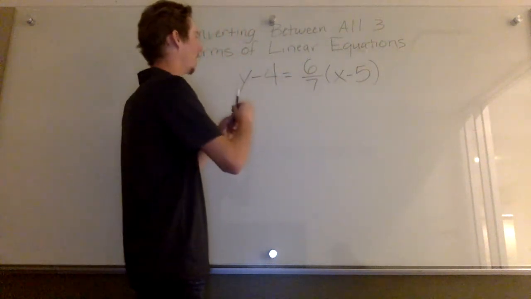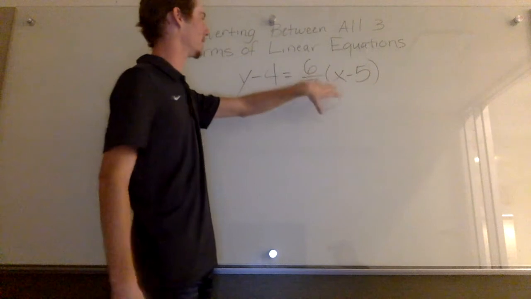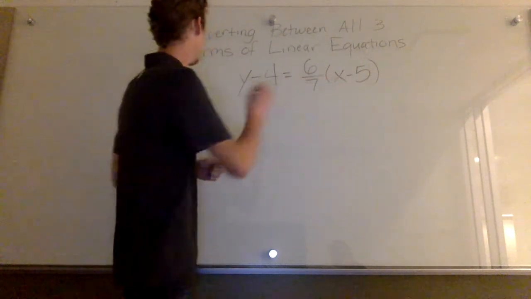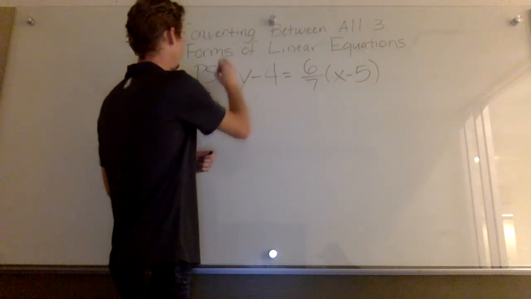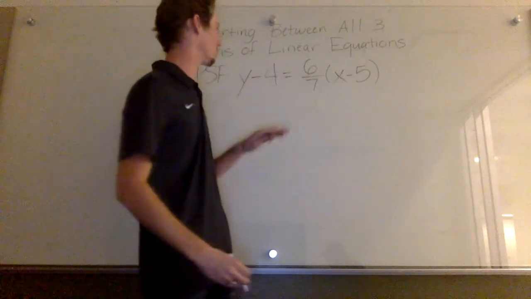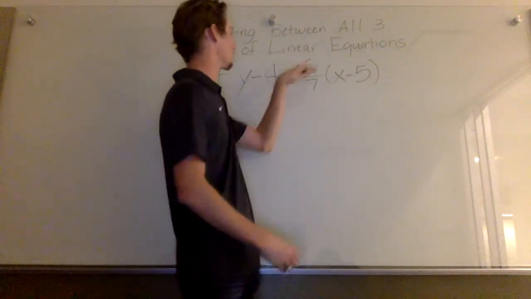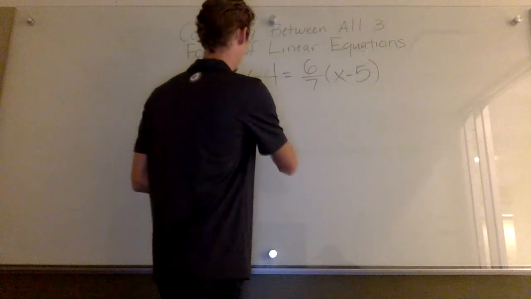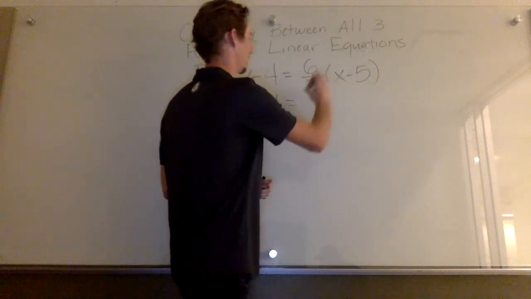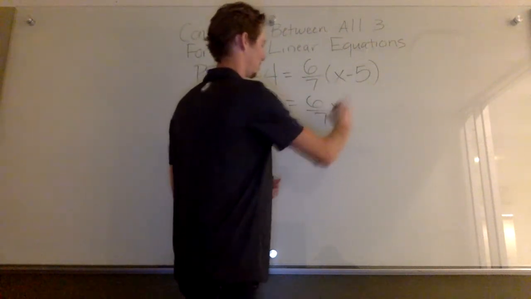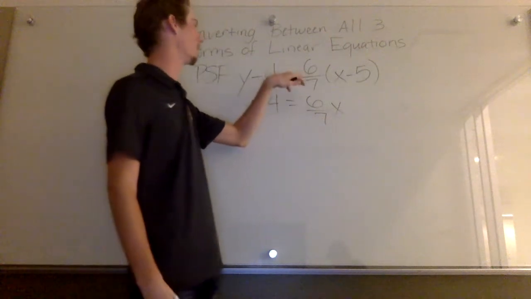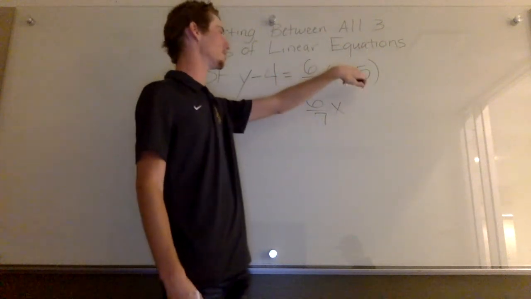So, first thing we're going to do is, again, just simplify the right side. So we've got our point-slope form, and now we're going to get it to slope-intercept form. So 6 over 7 times x is going to get us 6 sevenths x. All right, and then 6 over 7 times this minus 5.